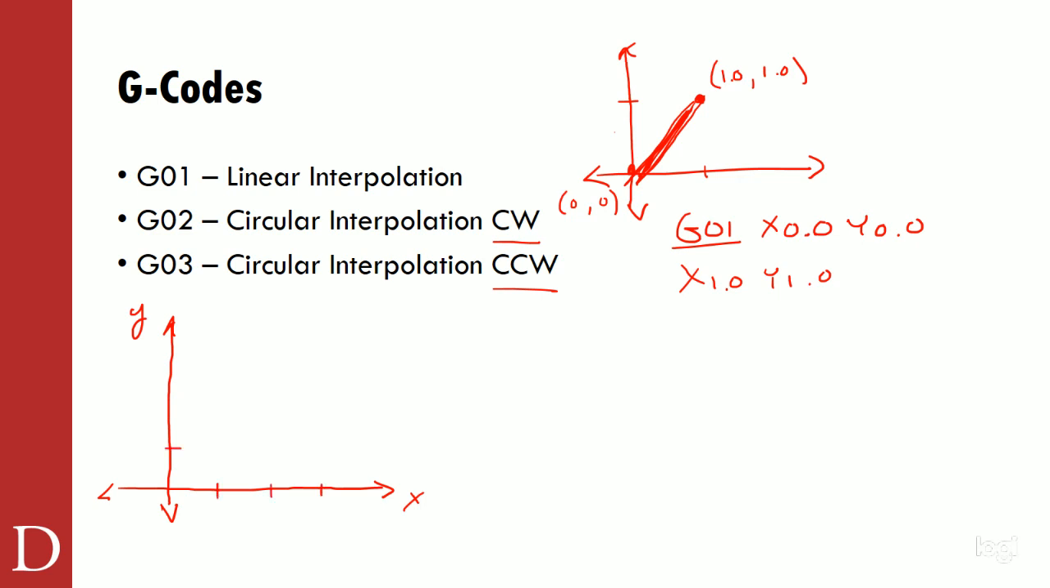And I'll go up 3 places, 1, 2, and 3. And let's say we go G01, X 1.0, Y 1.0. But now we're going to turn off G01 and we're going to say G02.